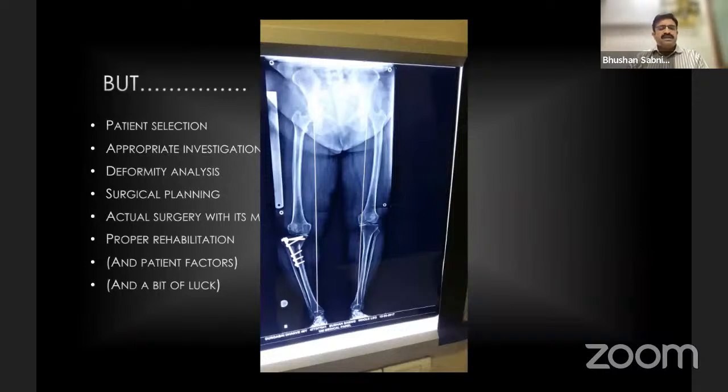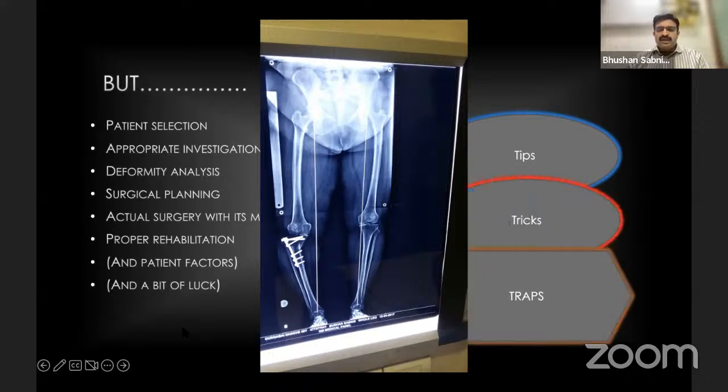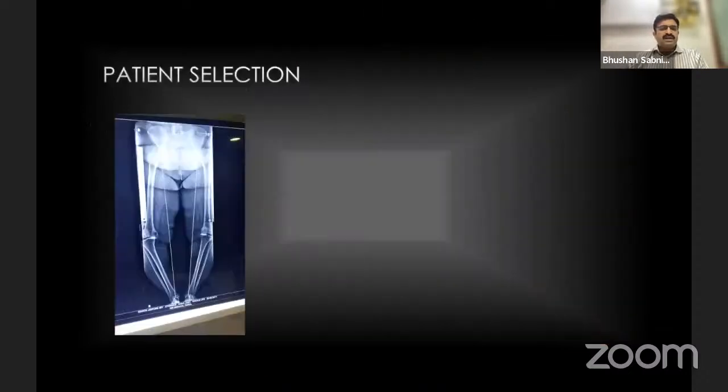But there are a lot of things which can go wrong, and a badly done HTO is very bad. There are a lot of things that we are going to talk about: patient selection, investigations, deformity analysis, surgical planning, the actual surgery, the process, and proper rehabilitation. We won't go into great details about patient factors and a bit of luck to get your perfect results. So we are going to talk about tips, tricks, and traps for doing HTO and getting a good result.